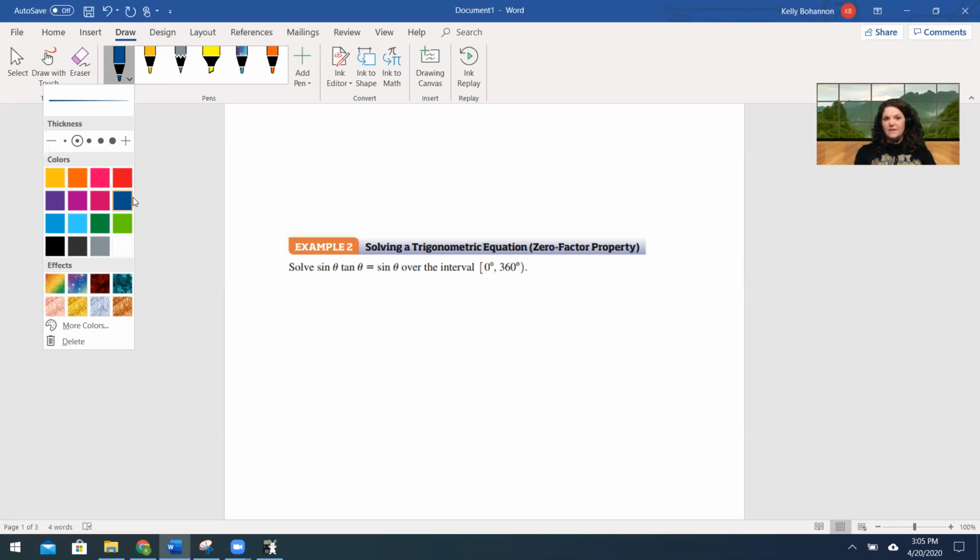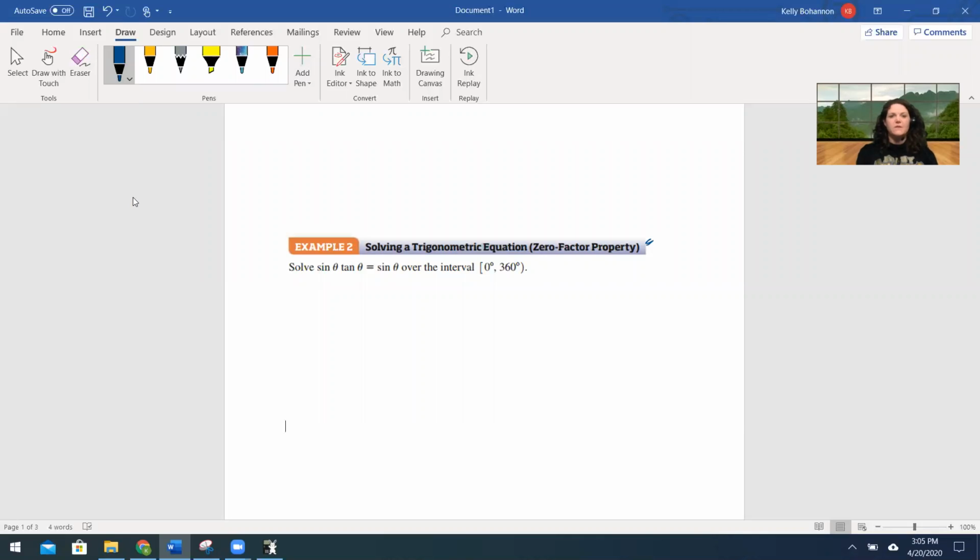sine theta, tangent theta equals sine theta. I'm solving it over the interval of 0 to 360. So this time I have both sine and tangent in the same problem. Now, anytime you have two trig ratios in the same problem, you want to either try to get it to 1 or you want to get it factored so that you can use the zero factor property. So in this case, because it says that, that's what we know we're going to do.